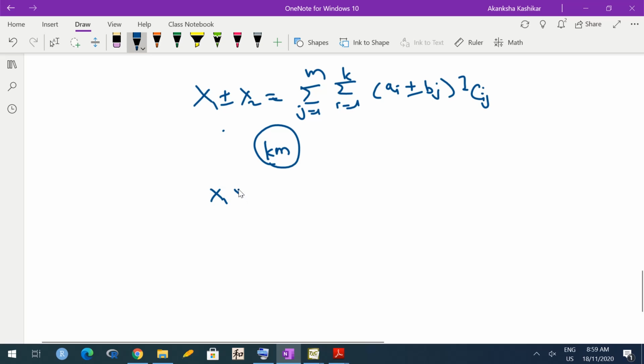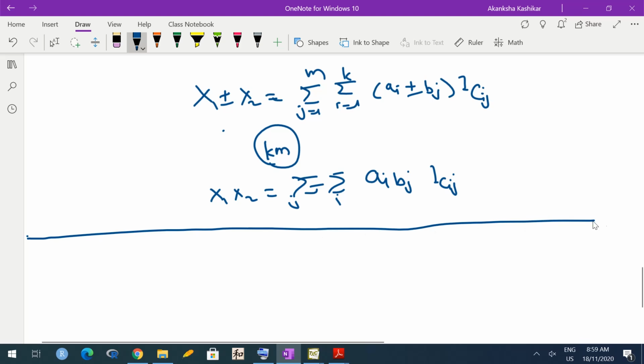So x1 x2 would be sum over j, sum over i, ai bj, indicator of Cij. Okay. Same with x1 by x2. So what we have proved is addition of two simple random variables is a simple random variable. Subtraction of two simple random variables is a simple random variable. Similarly, product and division. Okay.